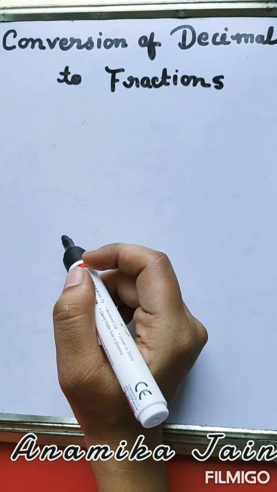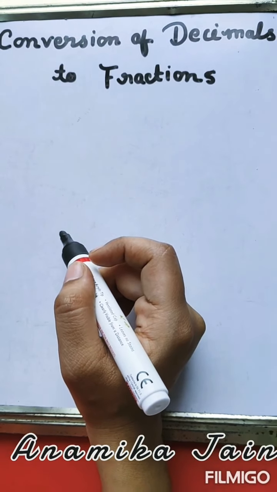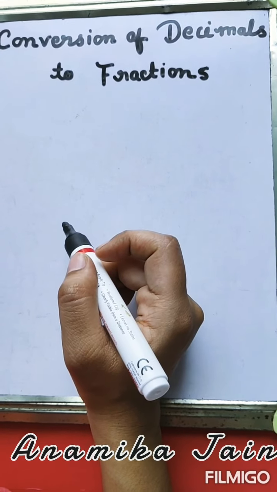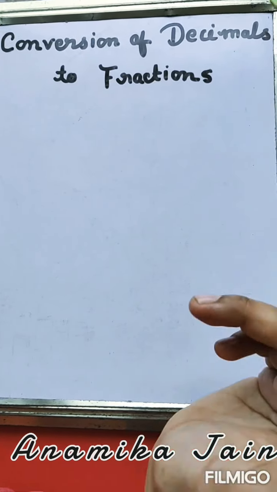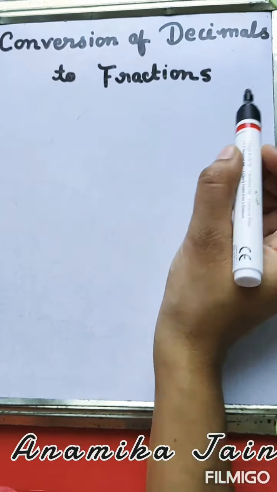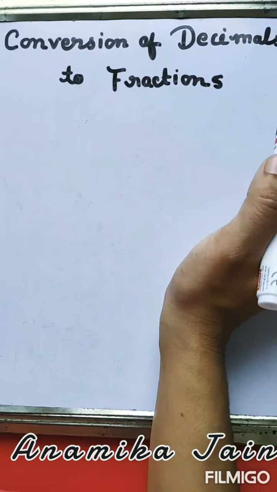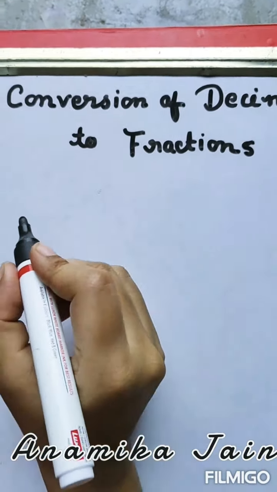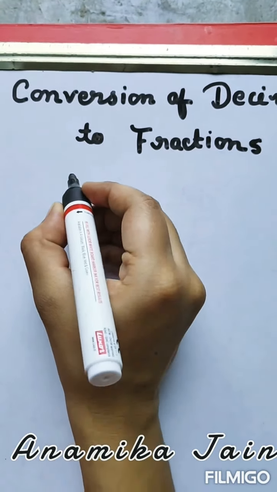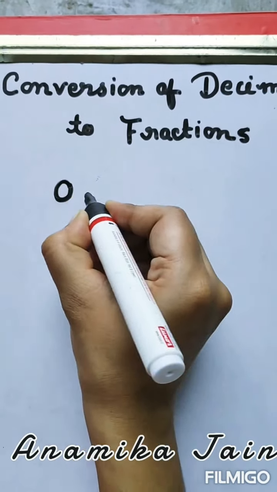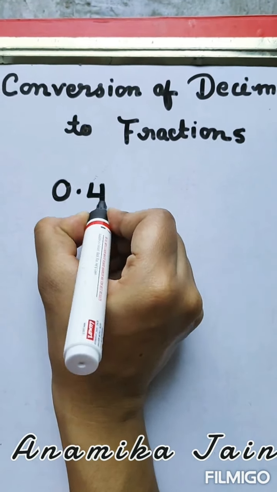Hello class, today we are starting a new topic, that is conversion of decimals to fractions. In the last class we have seen how to convert fractions into decimals. Today we will be converting decimals into fractions. For example, I am writing a number here, that is a decimal number 0.4.